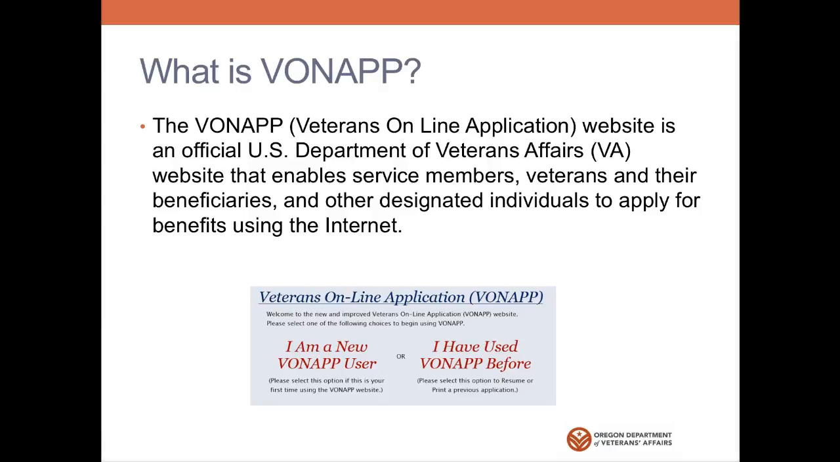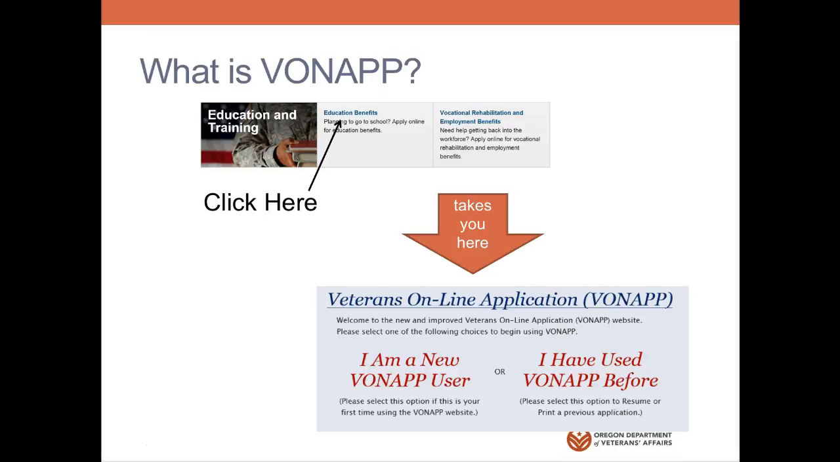So, what makes it work though is having a digital application. And the only way to have a digital application is either to do it online or to do it in paper and then send it to one of those scanning locations. I prefer to do it online. So if you click on Education Benefits from eBenefits, it'll take you to the online application website.